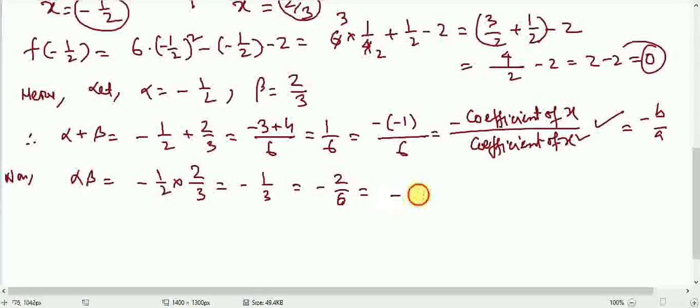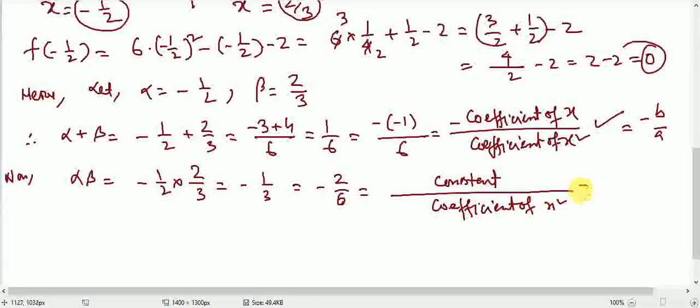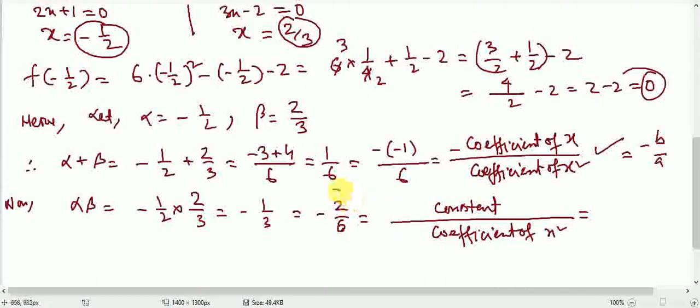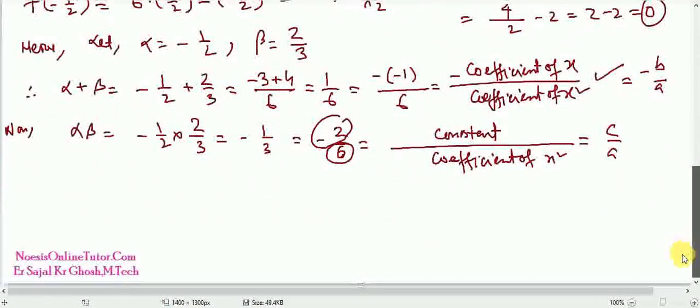This is equal to constant by coefficient of x square. Because what is the constant part of this polynomial? Minus 2. And what is the value of the coefficient of x square? This is equal to 6. Minus 2 and 6. That means yes, this is equal to c by a. Proof.